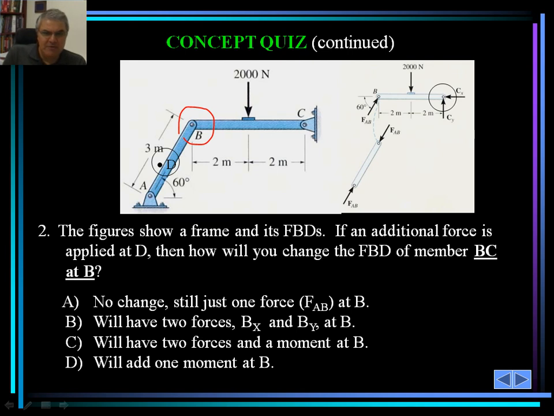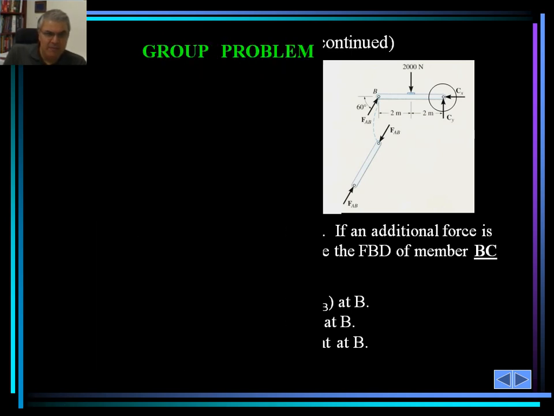So this is a good demonstration. So the correct answer is B. So this is a good demonstration to see how the location of the applied force or moment can or may not change the free body diagram or reactions at some other points on the frame or along the frame.